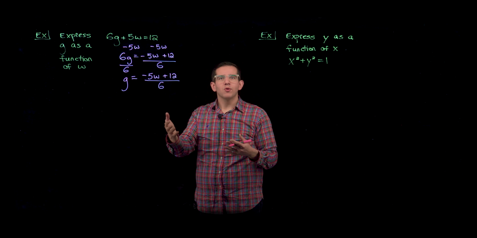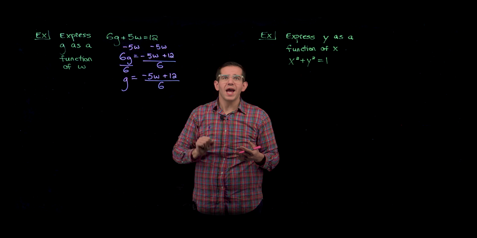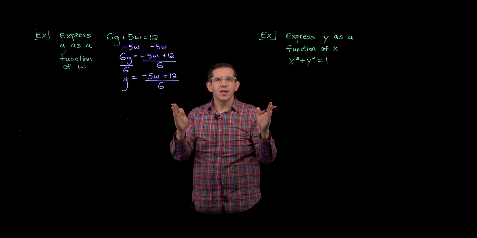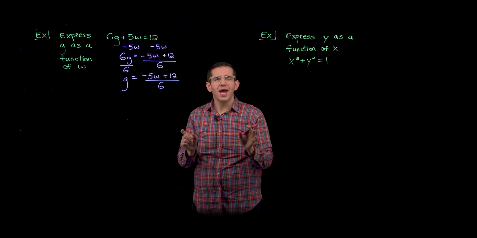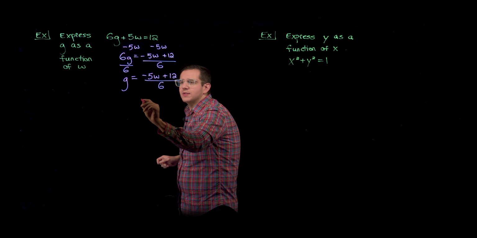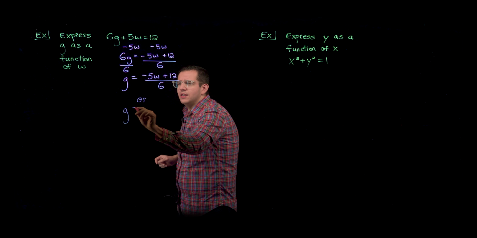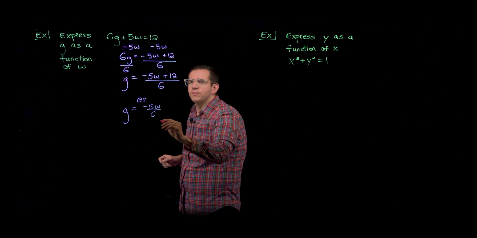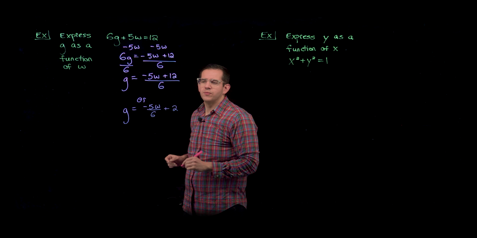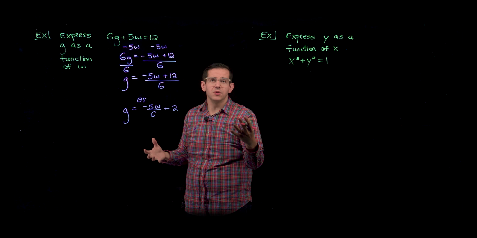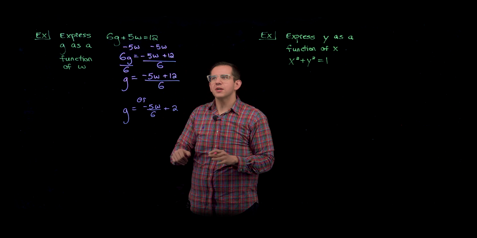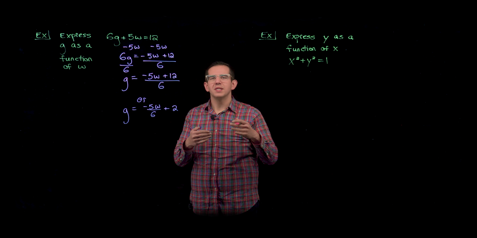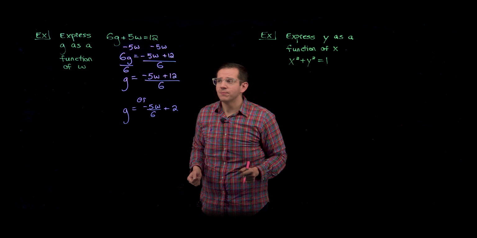But some of you might be more comfortable seeing this as two separate fractions. So whenever you are adding or subtracting in the numerator, you can break it up into two fractions being added or subtracted, which means you could rewrite this as g equals negative 5w over 6 plus 2, or negative 5/6 w plus 2. There are a lot of ways to go through this, but I'm going to stick with this first way because it's a lot cleaner and it works a lot better as you go further into mathematics.